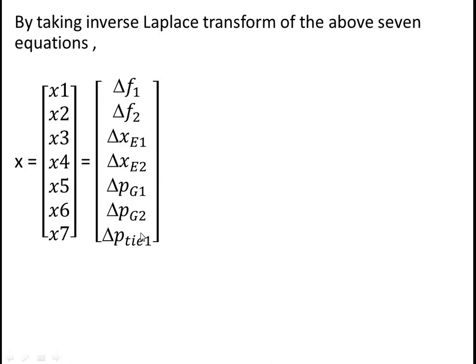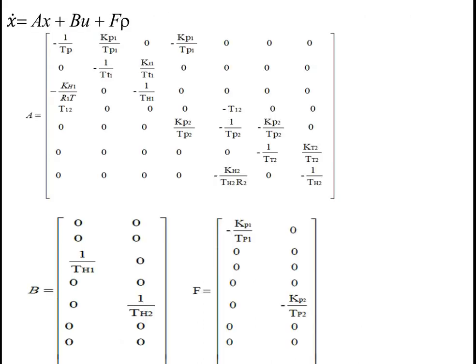So now, by substituting the values in the respective matrices, we can obtain the A matrix, B matrix and F matrix. If we have any numerical values for the time constants and gains for all the state variables, then by substituting the numerical values in those matrices, we can get the output value for the entire two area system. So this is one way of calculating the response for the entire combination of two areas.